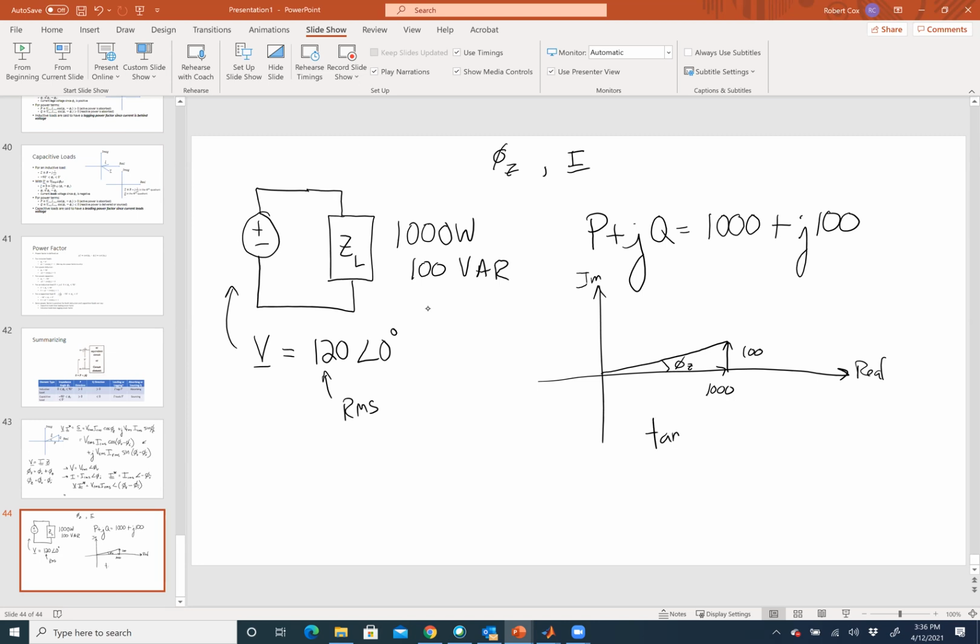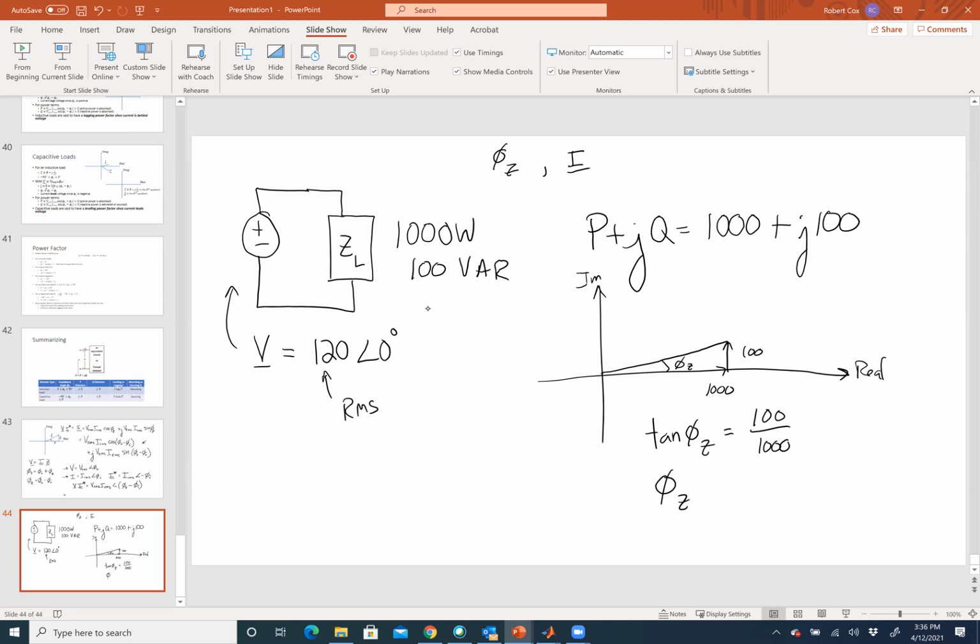tangent of phi z. Now this is a situation that's nice. I often use the angle command in MATLAB to do this, but I'm not going to have one of those weird second or third quadrant things where I have to add 180 degrees. This is always going to be in the first or the fourth quadrant. So I can just say the tangent of this is equal to 100 over 1,000, and then do the tangent inverse.